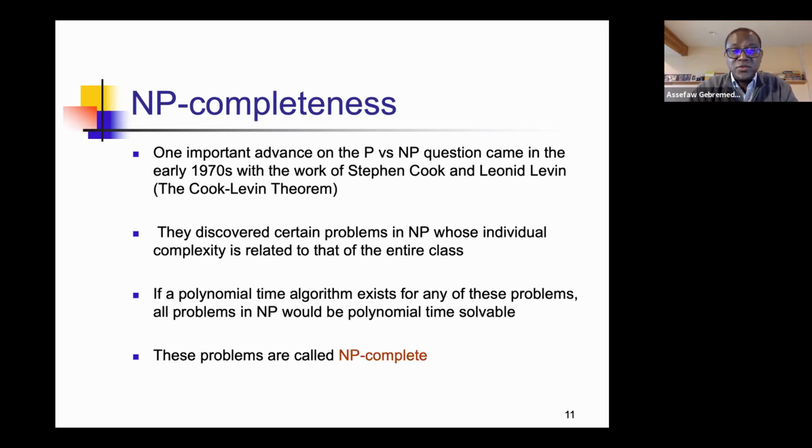The Cook-Levin theorem is one of the advances we have had on the P versus NP question. What did they do? They discovered certain problems in NP whose individual complexity is related to that of the entire class. So when you think about this, there is an open question that says, is P equal to NP? And I told you it is unresolved.